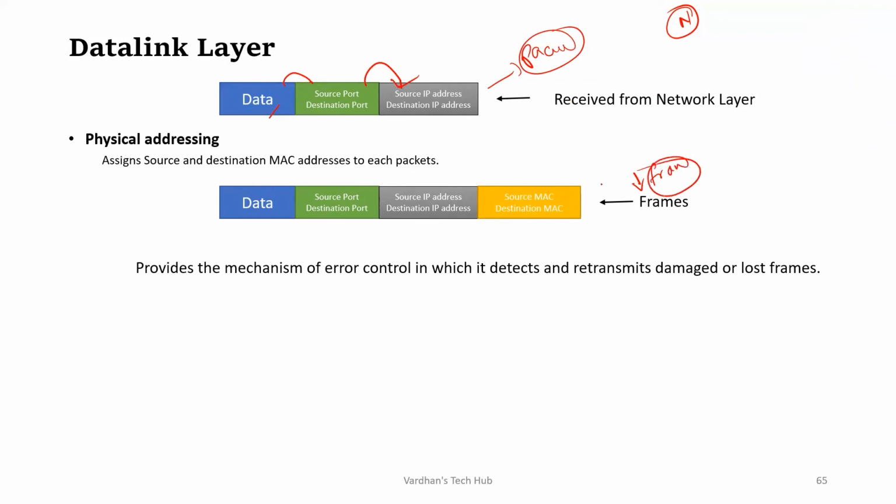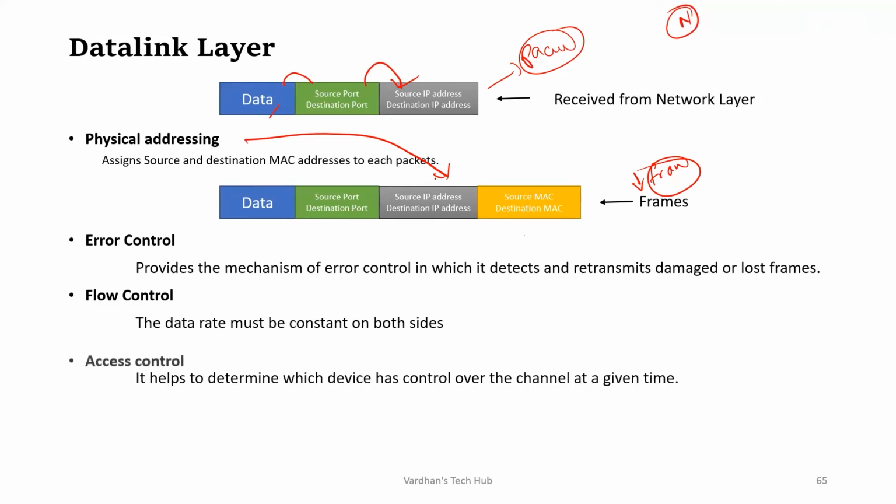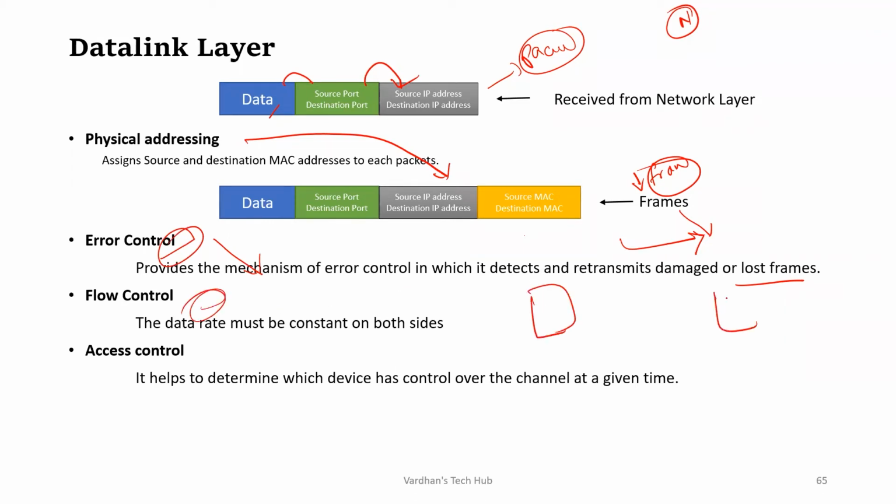Assigning a source MAC address and destination MAC address to the data received from the network layer is called physical addressing. Next, it provides error control and flow control mechanisms. Error control detects and retransmits lost frames. So if any frames we are sending are lost or damaged during transmission, it will retransmit them. That is called error control. The next one is flow control. Between the source and destination, constant traffic has to flow; it should not be high sometimes and low at other times. It should be constant. That process is called flow control.